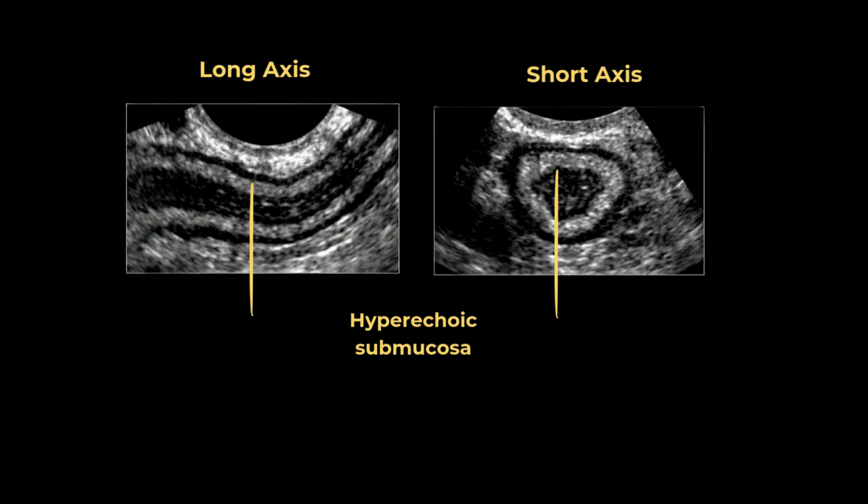The third layer is the submucosa. It is echogenic and very bright. This is the key layer and is usually the most visible. Loss of this bright layer is a strong sign of perforation.